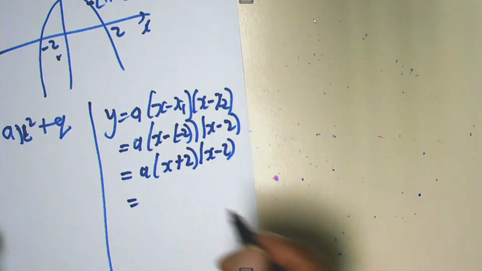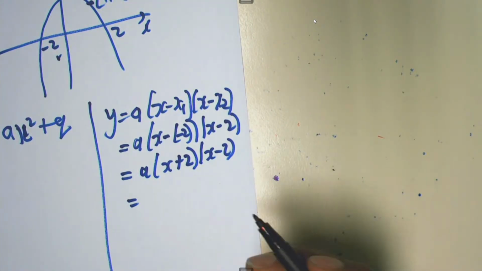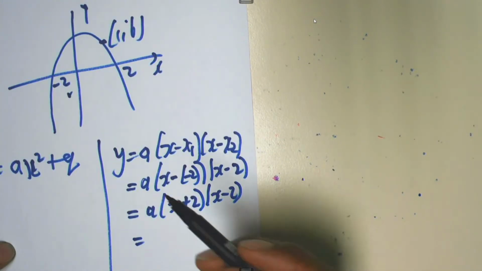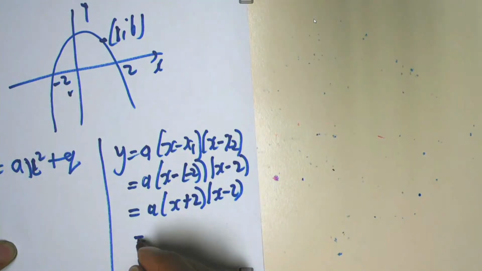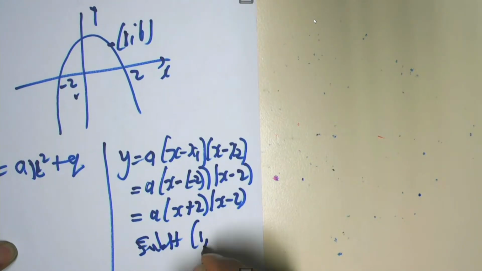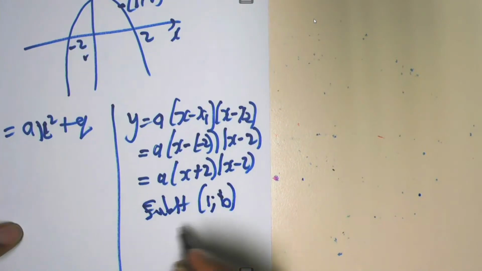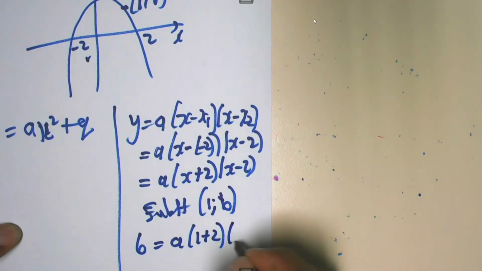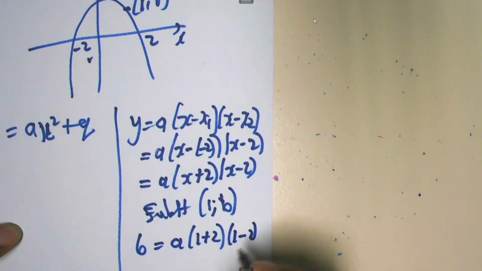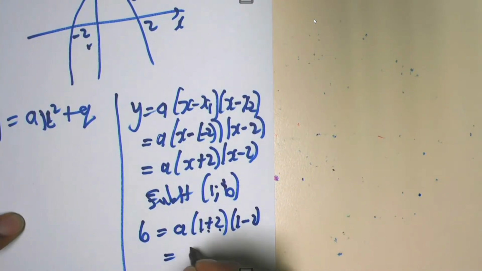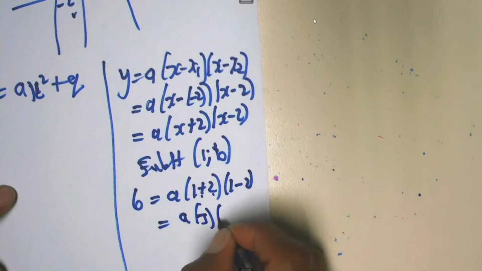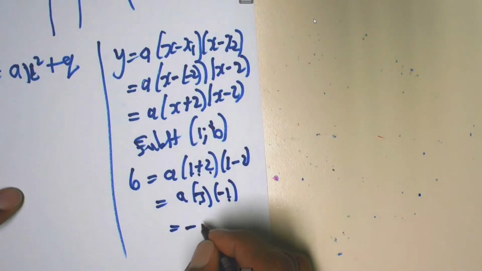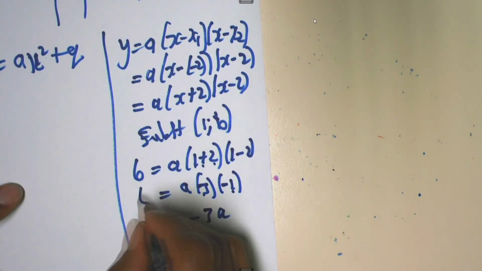Good. Then before I multiply the brackets, what can I do now? I still don't have a. Now what is it that I need to do? Then I look for the point on the graph. There is a point. Then I substitute that point, x is 1, y is 6. Then y will be 6 is equals to a into 1 plus 2. And then we also have what? We also have 1 minus 2. So I can simplify this 1 plus 2. Then is equals to 3. And then 1 minus 2 is equals to minus 1. So 3 times that will be negative 3a is equals to 6.